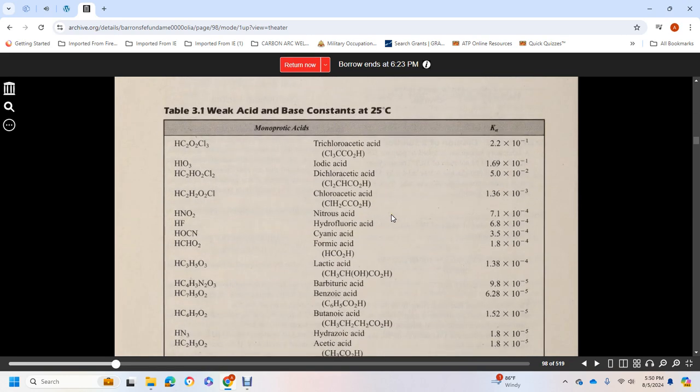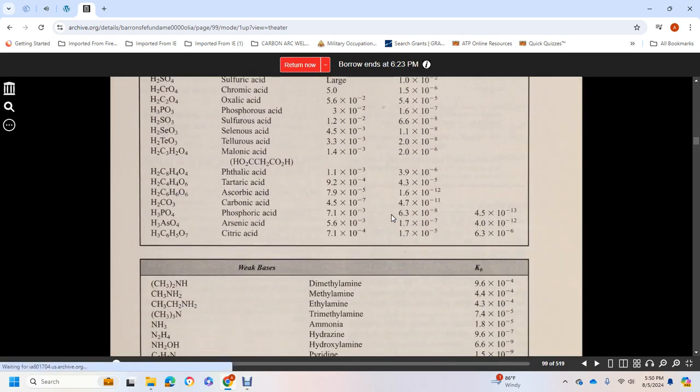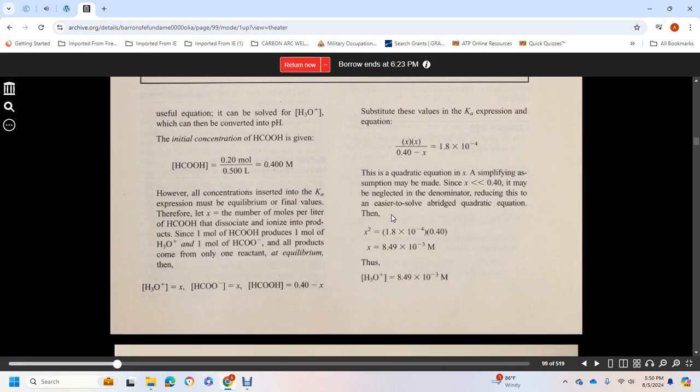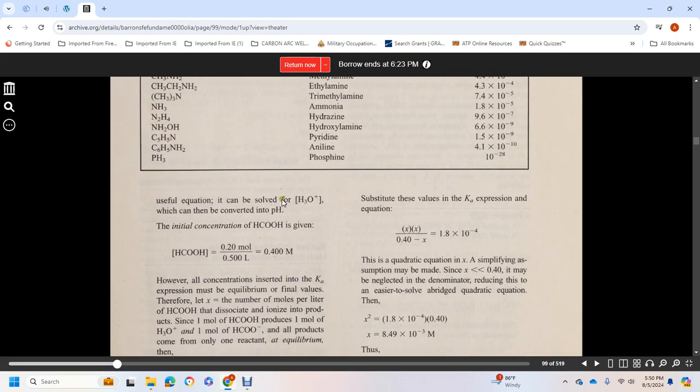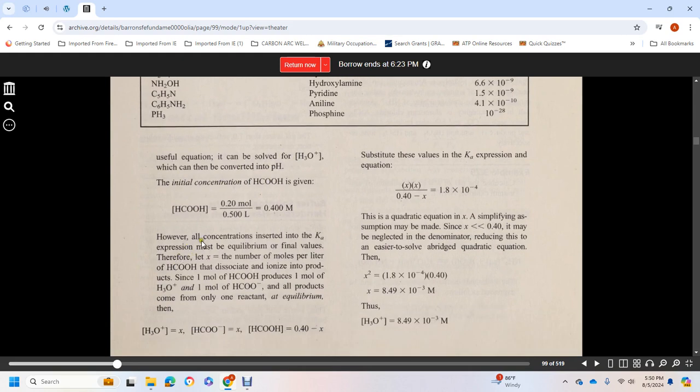Then it shows the example of weak acid and base concentrations. A useful question can be to solve for H3O+, which is converted to pH, when the initial concentration is given. However, the concentration is solved with the Ka expression, with the equilibrium final value being X moles per liter dissociated or ionized. The products are such that 1 mole of HCOOH produces 1 mole of H3O+ and 1 mole of HCOO−, since all products come from only one reactant at equilibrium.